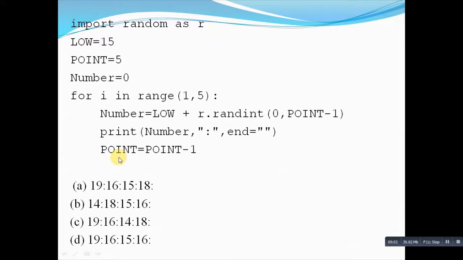Now the value of point is decremented again. The last value of point was 4 and now it is 3. The value of I is incremented by 1. So it was 2 and now it is 3. So 3 less than 4, the loop condition is correct, and therefore it is getting into the loop. Low means 15, 15 plus r dot randint 0 to point minus 1. So the value of point is now 3 and 3 minus 1 is 2.